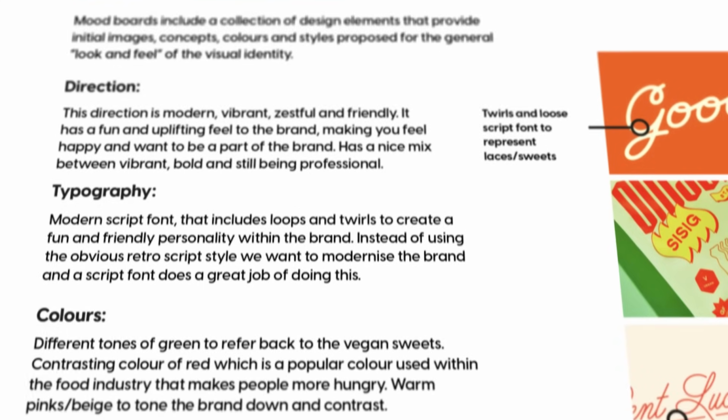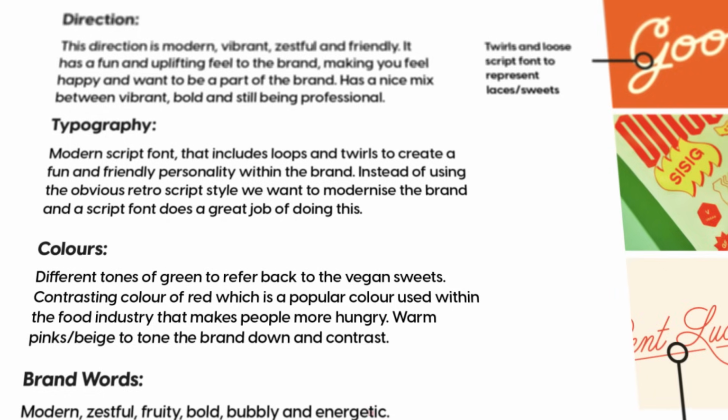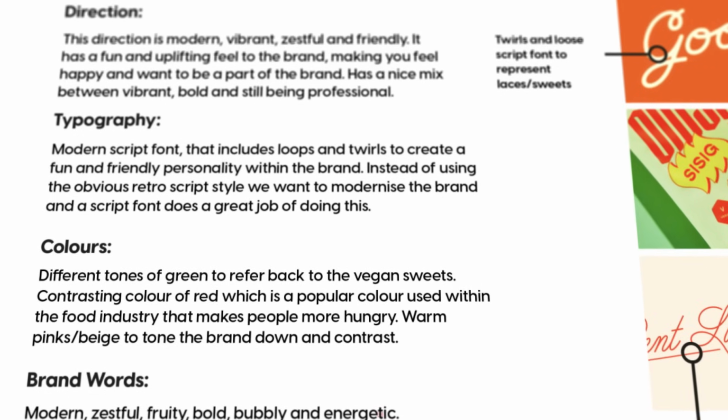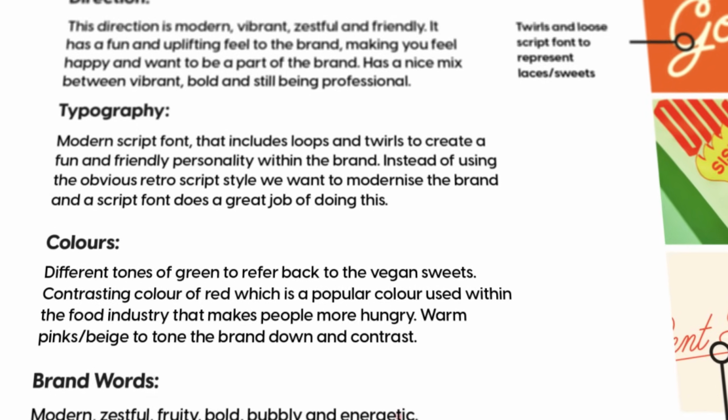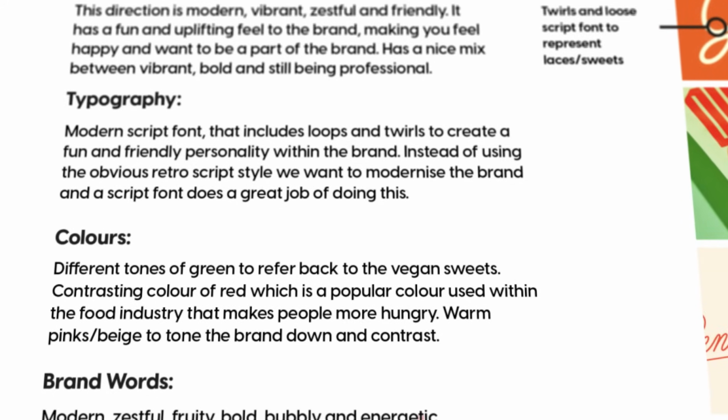Next is the colors. So I like to go into detail about why the colors have been chosen. So the different tones of green refer back to the vegan sweets. We've used a contrasting color of red, which actually is a popular color used within the food industry that makes people more hungry. Then we've got the really nice warm pinks and the beiges to tone the brand down so it's not too vibrant, and it also creates a really nice contrasting color against the really bold colors.